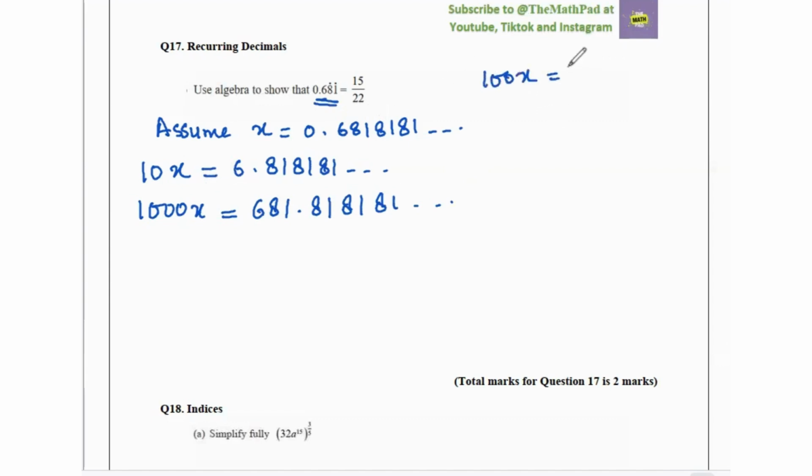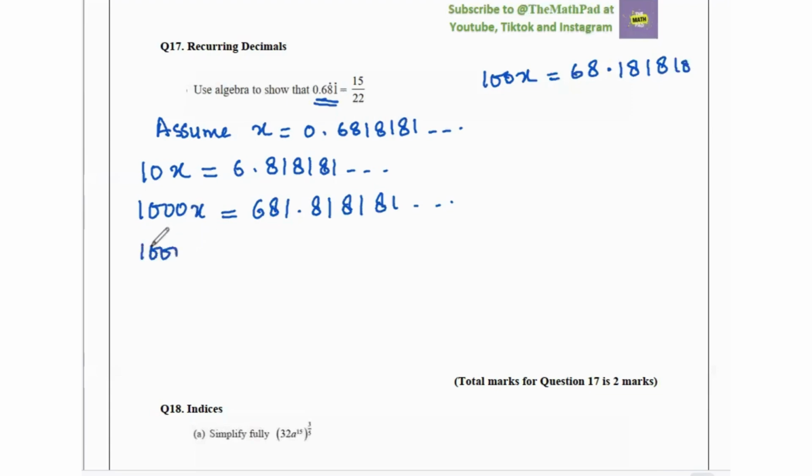If I had multiplied by 100, 100x would have given us 68.1818 and so on. We couldn't have used that because subtracting 10x from 100x would not have gotten rid of all of the numbers after the decimal. Whereas with 1000x minus 10x, it gets rid of everything after the decimal because the digits are the same, the starting number is the same, the second number is the same, and so on. So it eliminates everything after the decimal, which is exactly what we're trying to achieve through multiplying x by 10, 100, 1000, and so on, whatever suits the equation.